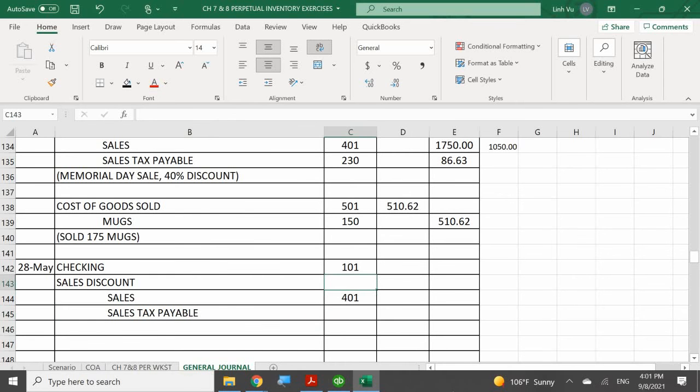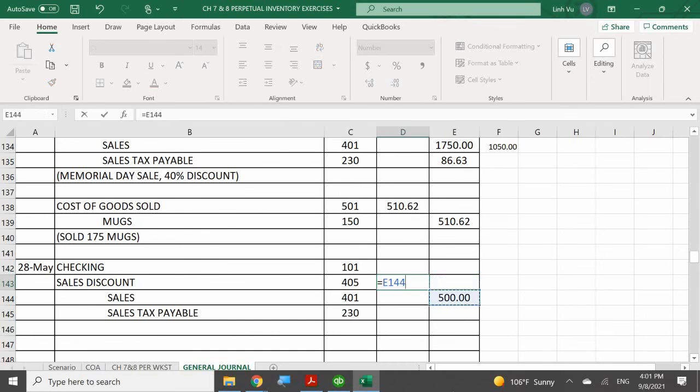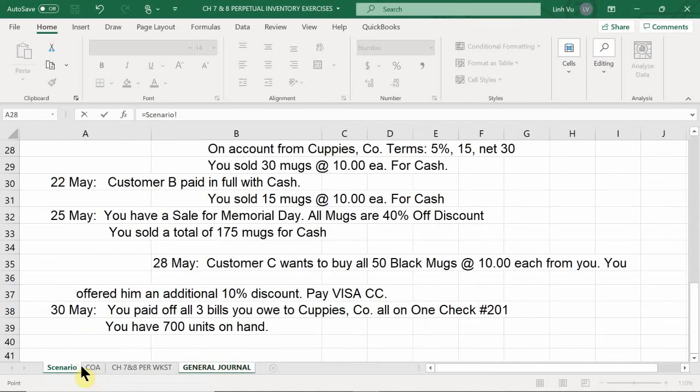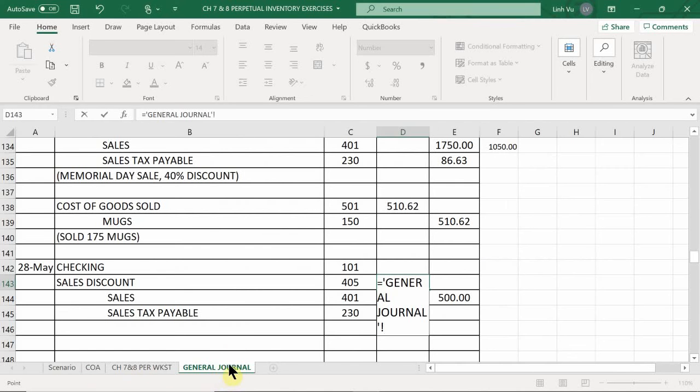Good. So sales discount once again is 405. The sales tax payable is 230. In this case, we sold all 50 mugs for $10 each, so that should be 500. Now we gave customer C a 10% discount. Is it 10%? Yes, you gave the customer an additional 10% discount.